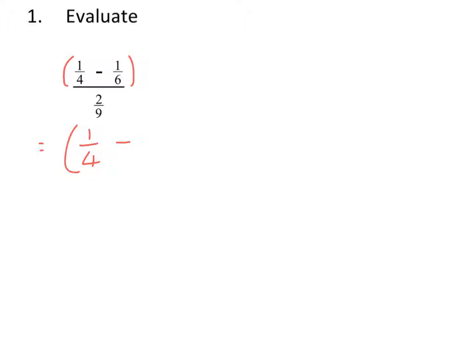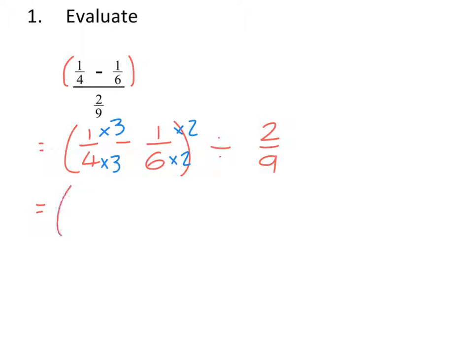So that's 1/4 take away 1/6, and we're to divide all of that by 2/9. We'll look at the bracket first. We have 1/4 take away 1/6. In order to subtract, we need the denominators to be the same. So if we multiply this one by 3 on the bottom, and then obviously we have to do the same on the top, that will give us a denominator of 12, and multiplying the other one by 2 will give us the same. So that will then give us 3/12 take away 2/12, and we want to divide all of that by 2/9.